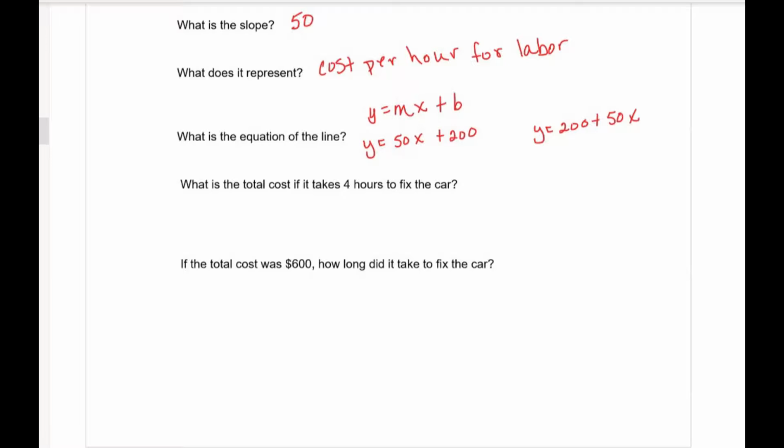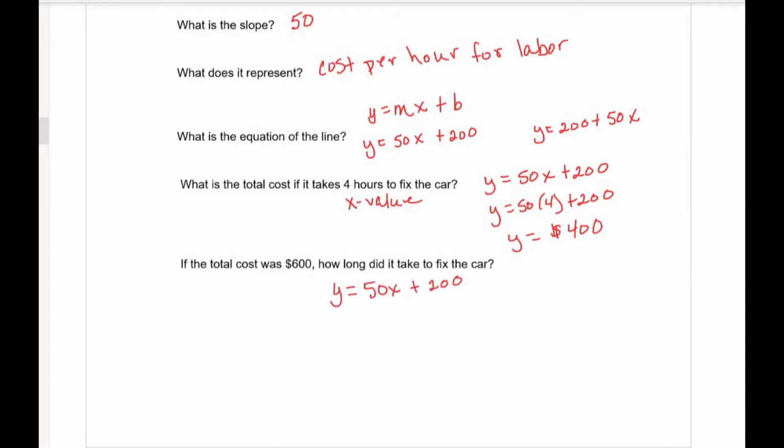All right, the next question, what is the total cost if it takes 4 hours to fix the car? Okay, well, here's my equation, and I want to figure out the cost for 4 hours. Remember that this 4 represents an x value because it's representing the number of hours. So 4 is going to go in place of my x. So I'm going to have 50 times 4 plus 200, and that's going to be 400, so it's going to cost $400.